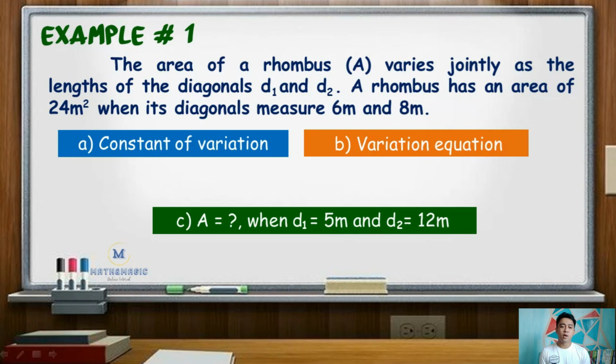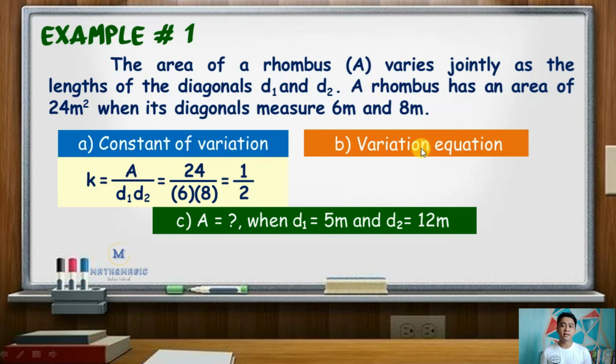In this example, we will solve first the value of the constant k. Here we will use the formula A over d sub 1 times d sub 2. This is based on the formula earlier that the constant is the ratio of the dependent and the product of the two independent variables. Substituting the values, it will be k equals 24 over 6 times 8. 6 times 8 is 48. Simplifying 24 over 48, that is equal to 1/2. Thus, the constant of variation is 1/2.